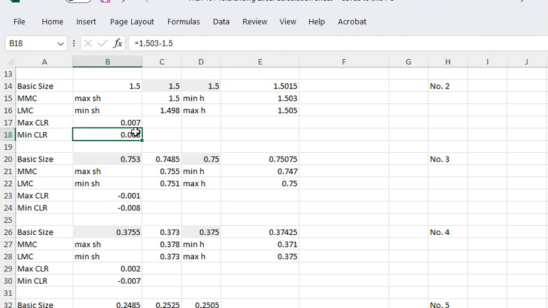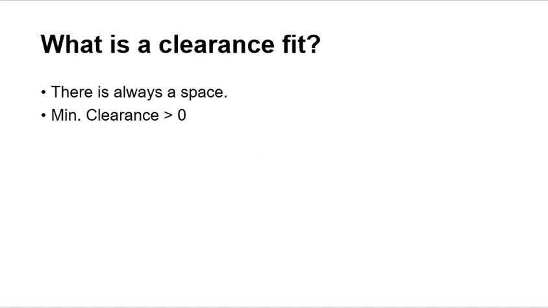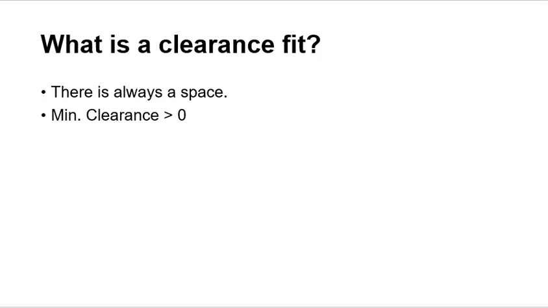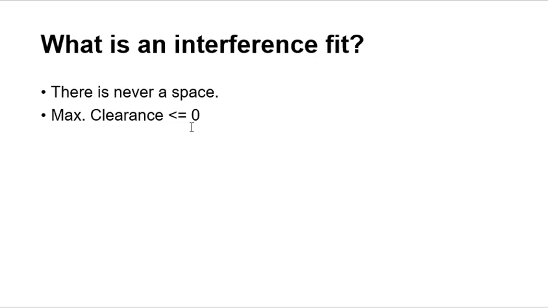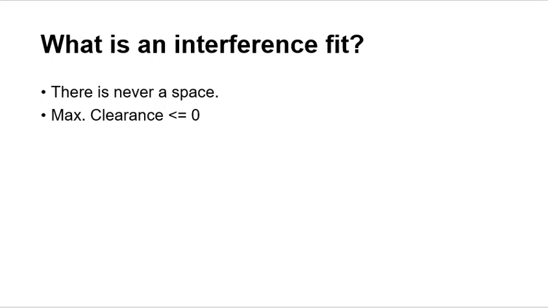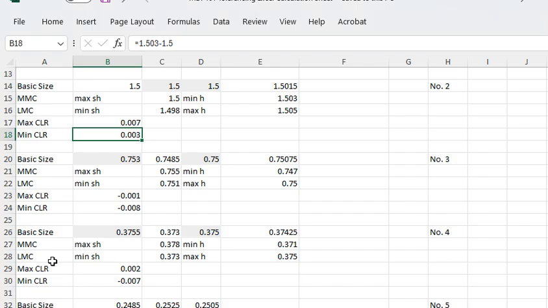You will get 0.007 and then you will get 0.003. See that? When you go back here, you start finding what type of fit you have by looking at the zeros. First you go with the clearance fit, which requires minimum clearance greater than 0. You see the minimum is greater than 0, so that is the clearance fit. Then you check whether your max is less than or equal to 0, and you say no, it is greater than 0, so definitely not interference. Max clearance greater than 0 is a transition, but your minimum clearance is not less than 0.